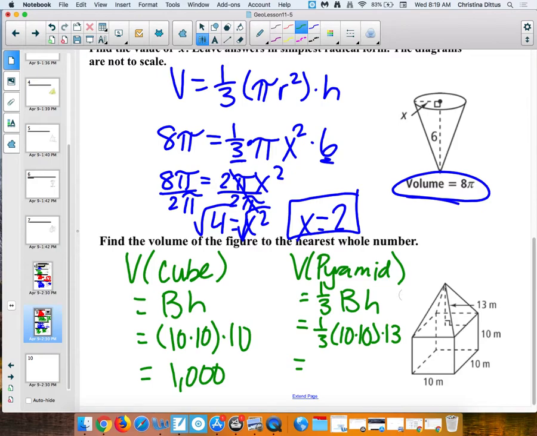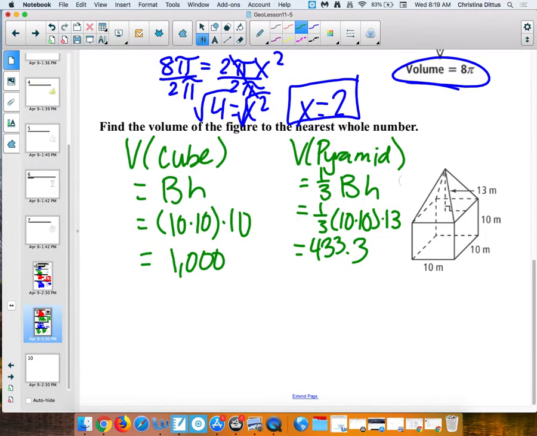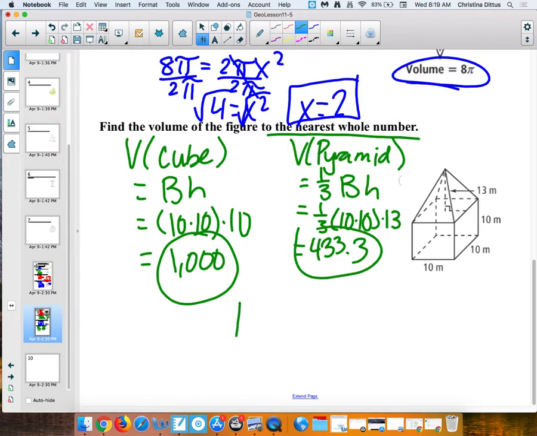I just go 1 divided by 3 times the base and height. 433.3. It says round to your nearest whole number. What do we have to do with these two things? Add them. So I get what nearest whole number? 1433 meters.